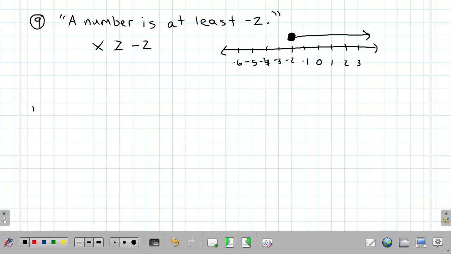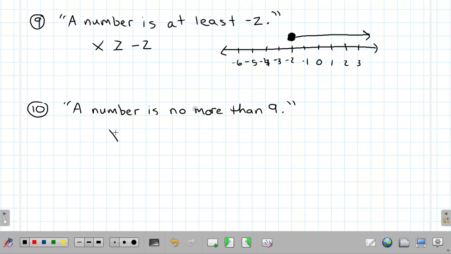All right, then number 10. Same kind of idea here. We really got to read and understand what it's saying, but it says a number is no more than 9. Once again, we got to really understand what it's saying here. So our two things here are a number x, no more than 9. Okay, so 9 is our other side.